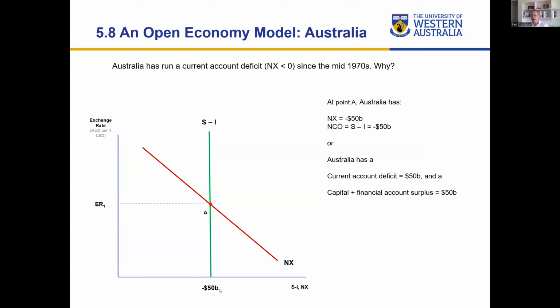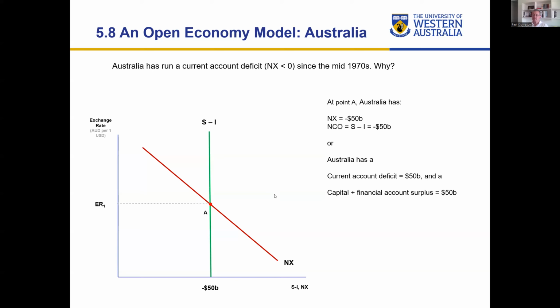So why in Australia have we had current account deficits for nearly 50 years? Because we've had savings investment imbalances, or savings borrowing imbalances more correctly, over those 50 years as well. So because we've run current account deficits, it must reflect a savings investment imbalance.